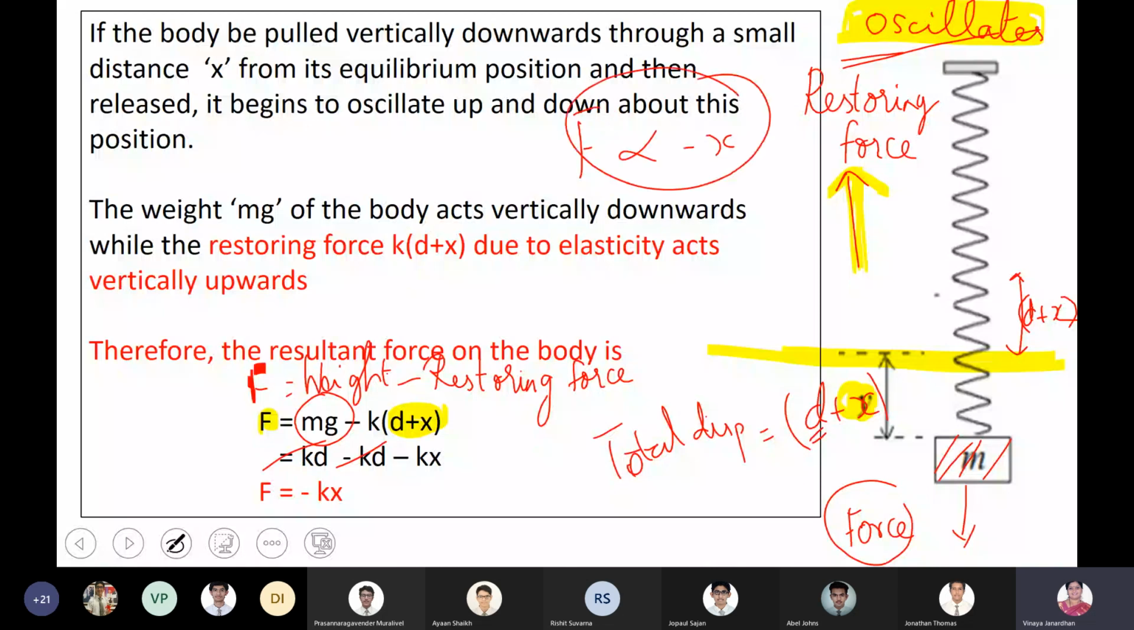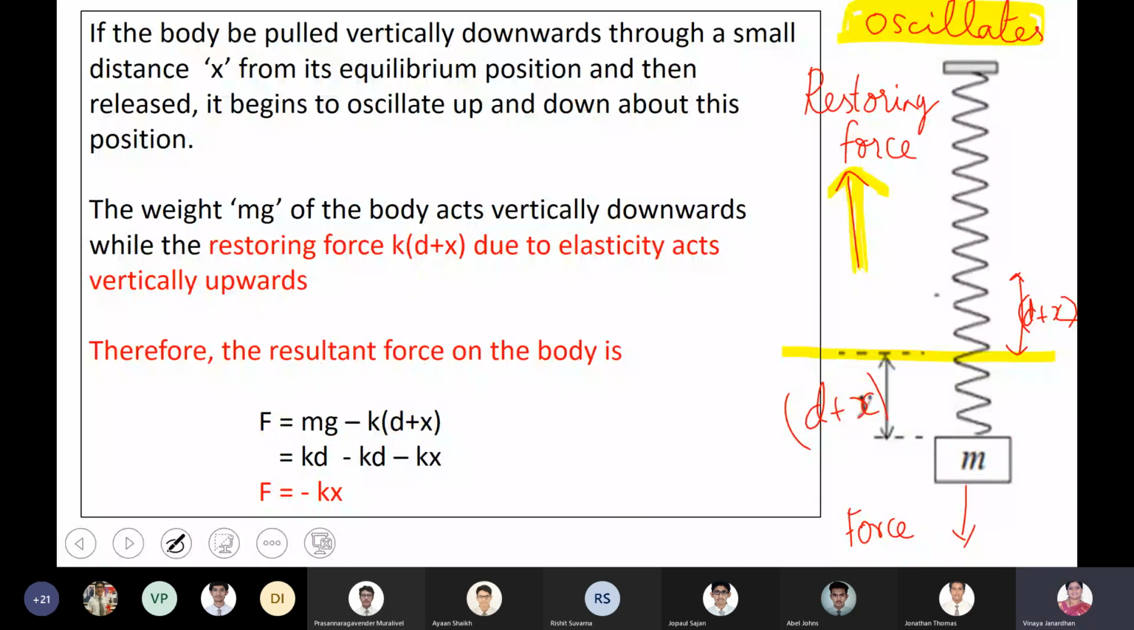So if the force is negative of your displacement, the resultant force is negative of your displacement, the motion is simple harmonic in nature. So you're proving the motion is simple harmonic in nature. Whenever the spring is oscillating, there is a net force acting on the body, and this net force is proportional to negative of your displacement. Because every time the force is acting in the downward direction, the body tries to move in the upward direction.